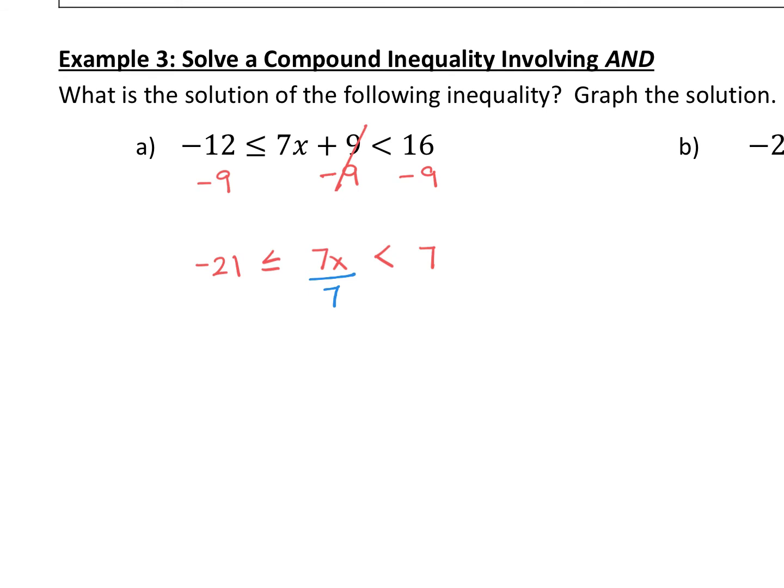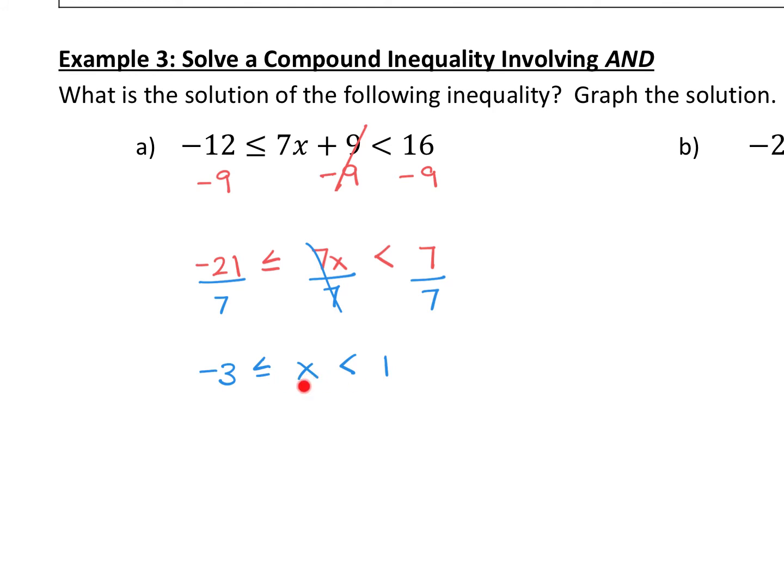Now, just like the last step, if we're going to divide by 7 in the middle, we have to divide by 7 on the right, and we have to divide by 7 on the left. So negative 21 divided by 7 is negative 3, is less than or equal to. Your 7's cancel, leaving you with x, and then is less than 7 divided by 7 is 1. So this is solved because you have x alone in the middle. So we're able to graph the solution. What we're saying is that negative 3 is less than or equal to all your x's, which are your solutions, which is less than 1.